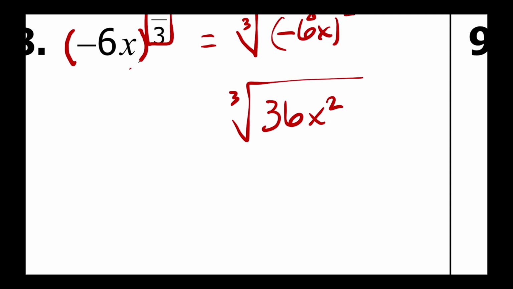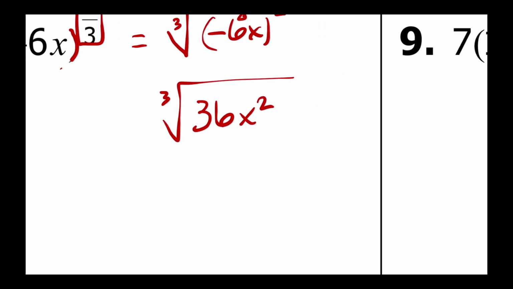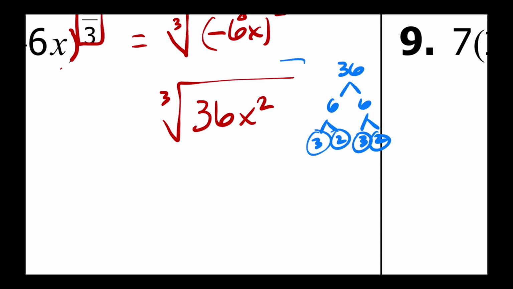And so we have a cube root. Let's think about it. Cube root of 36. Well, let's break down 36 like we did before. 36 is 6 times 6. 6 is 3 times 2. 6 is 3 times 2. Do I have 3 of anything right here? No, I don't. So this cannot be simplified, so I'm done. There are no cubes in there.